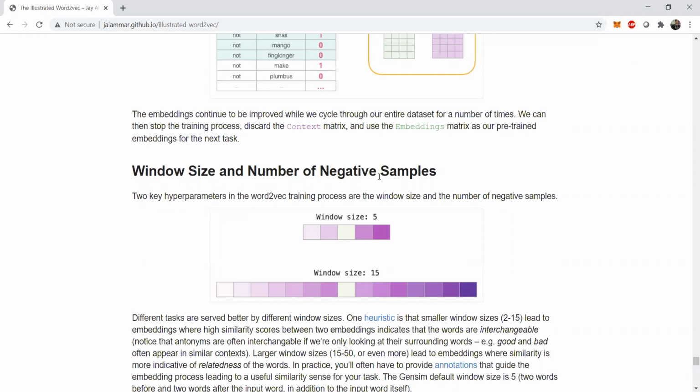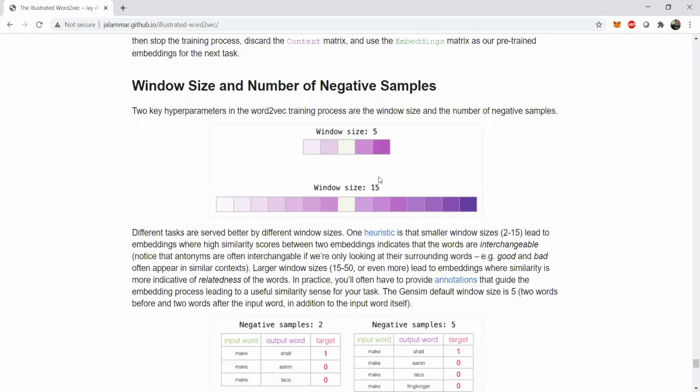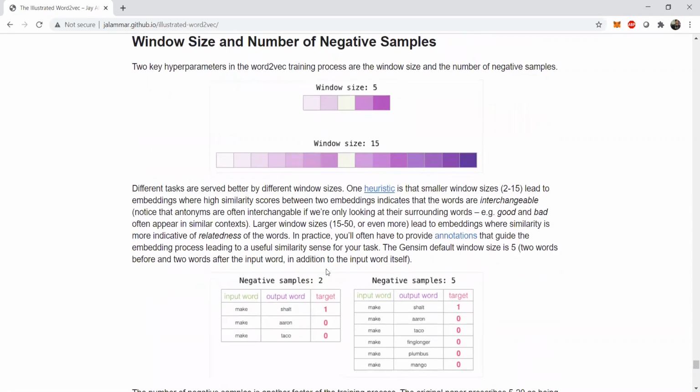Now, if we have a larger window size, that is greater than or equal to 15, then the similarity is more indicative of the relation between the words. That is, how semantically related a word is to another word. As a note, the Gensim default window size is 5, 2 words before and 2 words after. Thus, it's the same as we mentioned in our thou shall not example that we see over here.